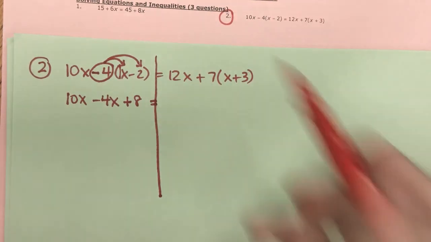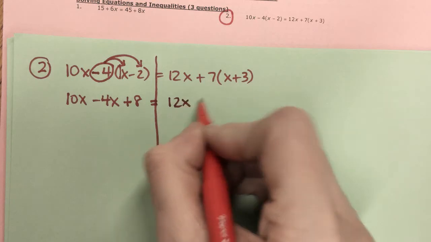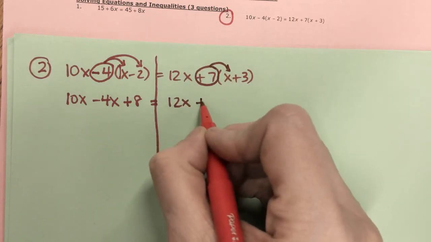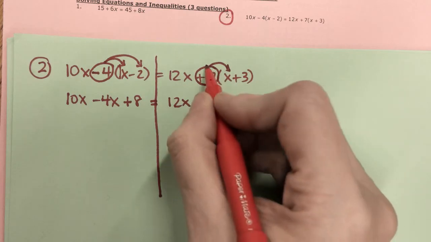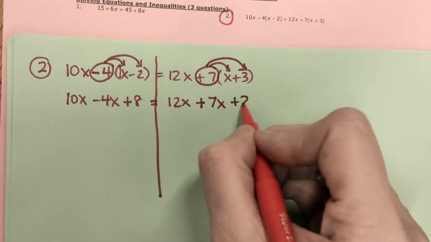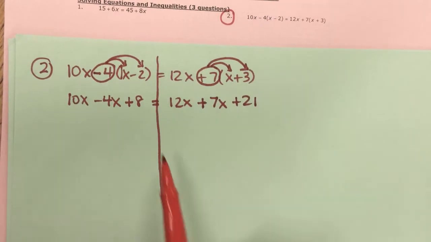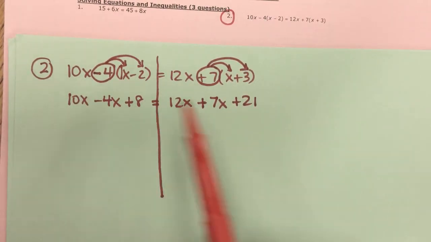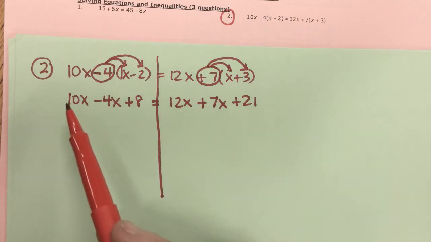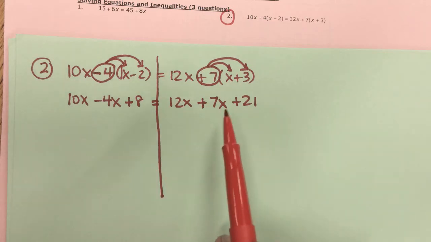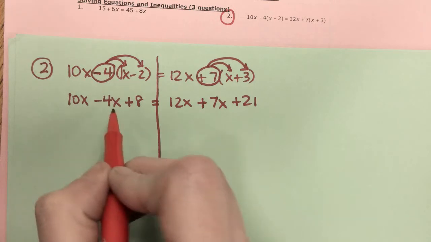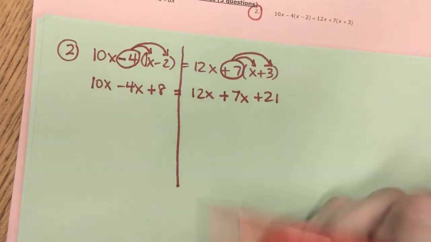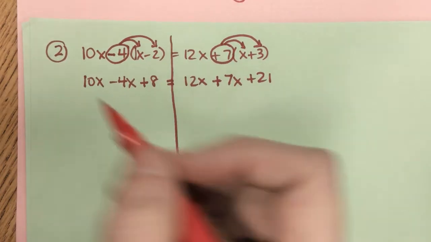Then we have 12x, which I'm not doing anything to, and then I'm distributing this positive 7. So positive 7 times x is positive 7x. Positive 7 times 3 is positive 21. Now I'm going to combine my like terms. This means I'm going to combine only things that are on the same side of the equal sign. Even though I've got 10x, negative 4x, 12x, and 7x, I can combine these two together and these two together. I can't combine across the equal sign, which means I can't go through this wall. So we're going to combine two things at a time.